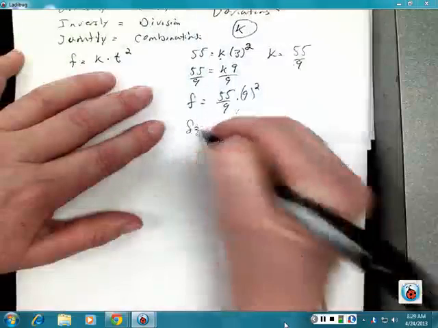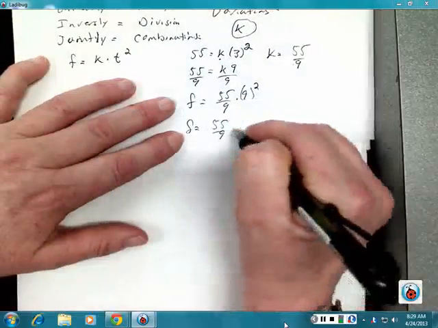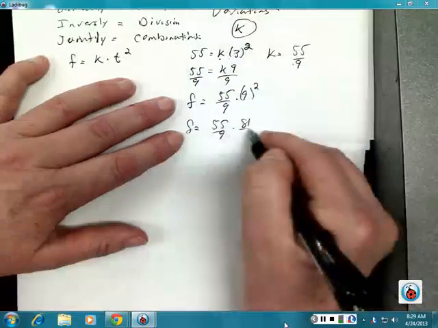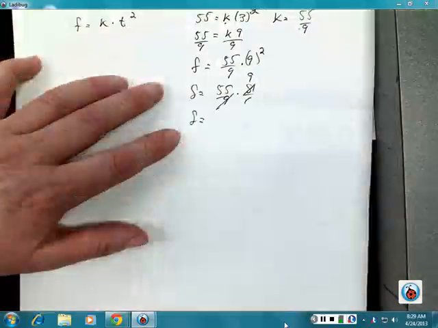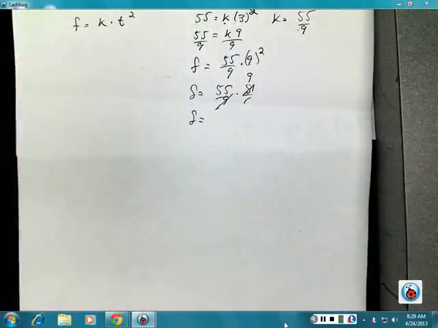So F is going to be equal to 55 ninths times 81. Well, 81 and 9 cancel nicely. So after 9 seconds, this thing will have fallen 55 times 9. And what does that equal out there? You guys got your calculators, I think. What's 55 times 9?